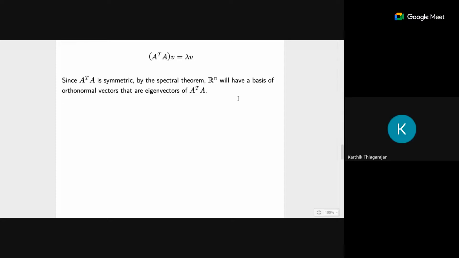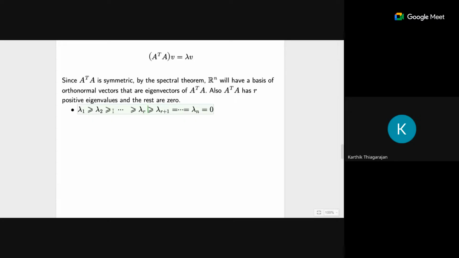So how are we going to call that? A transpose A is n cross n, so I'm going to order the eigenvalues in decreasing order. A transpose A has r positive eigenvalues, and the rest are 0. So I'm going to call them lambda 1 to lambda r, greater than or equal to lambda r plus 1, dot dot dot till lambda n, which is equal to 0.